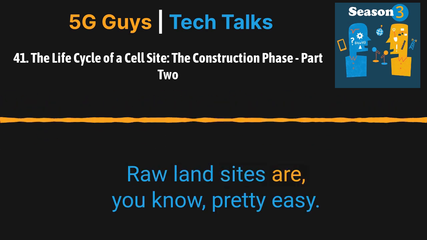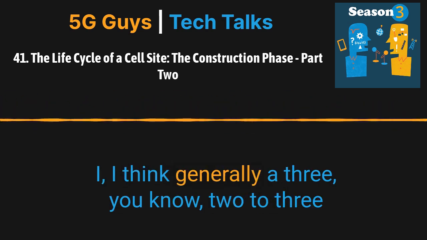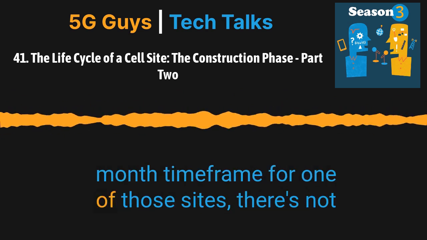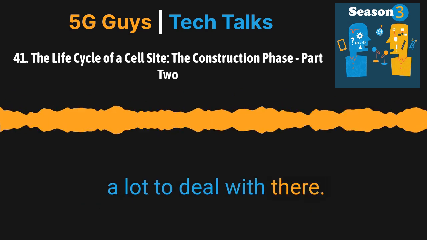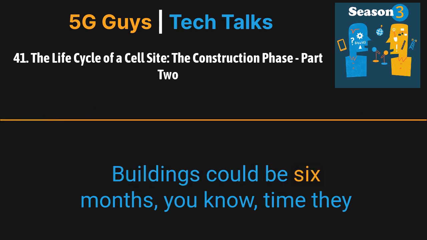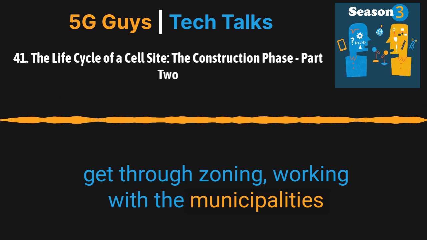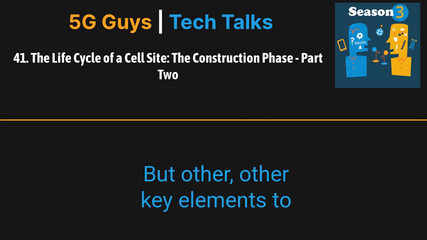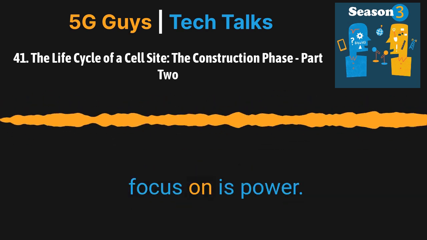Raw land sites are pretty easy. I think generally a 2 to 3 month time frame for one of those sites. There's not a lot to deal with there. Buildings could be 6 months, by the time they get through zoning, working with the municipalities and getting there. But other key elements to focus on is power.